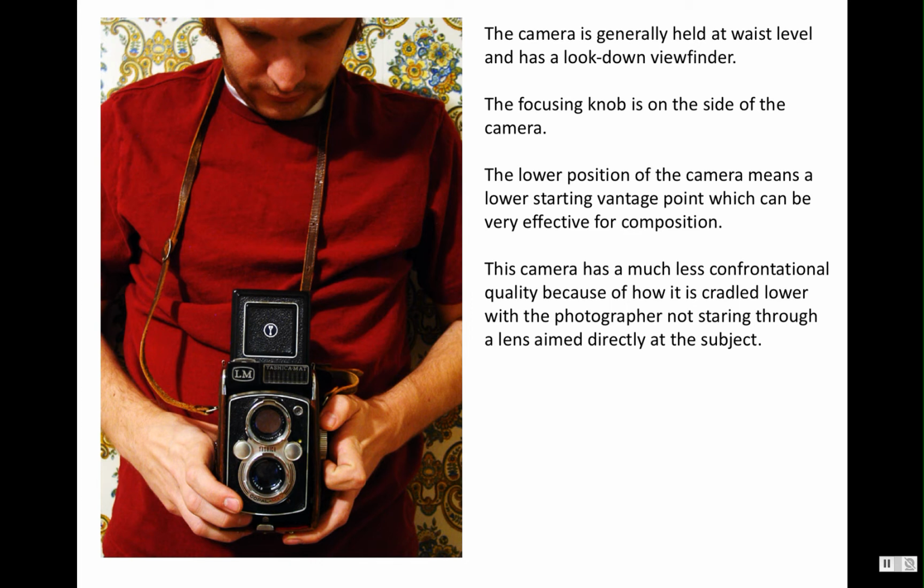This lower position of the camera means that you have a lower vantage point, which means that everything else in your scene generally kind of rises up. I think that's generally pretty effective for a composition. Most people hold the camera up high with a standard single lens reflex camera that we'll get to. But with a TLR, you hold it down lower, and that lower vantage point generally creates a more dramatic composition. And also, I feel that this camera is less confrontational to a human subject.